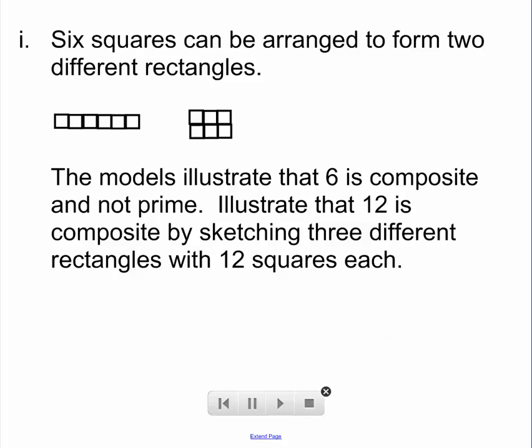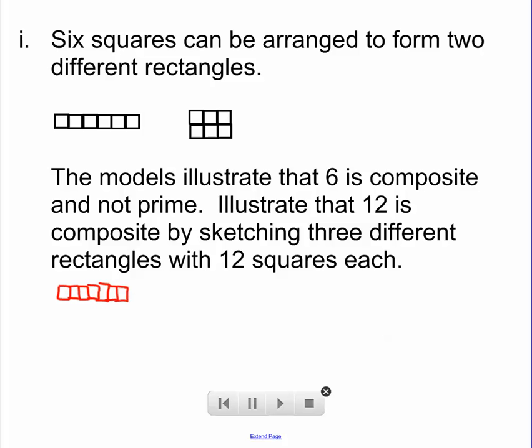And last thing, 6 squares can be arranged to form 2 different rectangles. Okay, we got a 6 by 1 rectangle and a 3 by 2 rectangle. The model illustrates that 6 is composite and not prime. Illustrate 12 is composite by sketching 3 different rectangles with 12 squares each. So 12 is composite. We're going to show that by making more than just a 12 by 1 rectangle. But I'm going to start there.